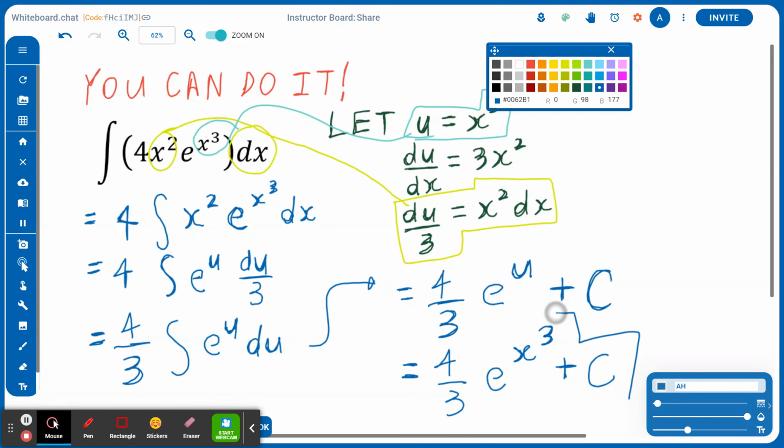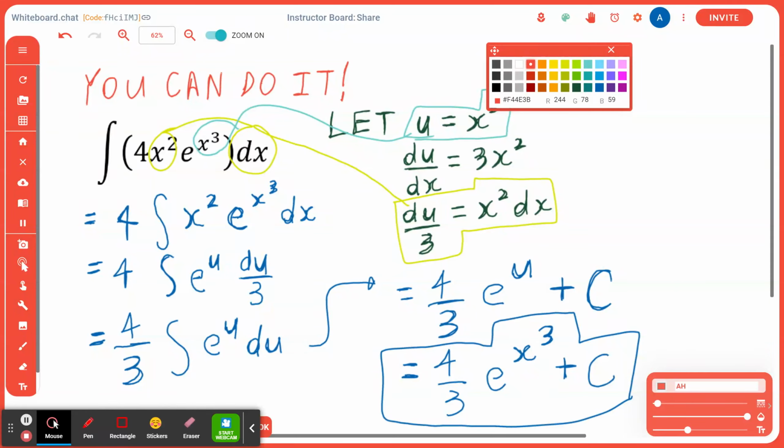Now again, how do we know we're doing this right? I would say to everybody who's watching this video, spend 1 extra minute and double check. To double check, you have to find the derivative of 4 over 3 times e to the power of x cubed plus c. And if you do it correctly, you should get exactly the question back. So again, I'll do this with you through a dialogue, and you can write this down on paper, of course.